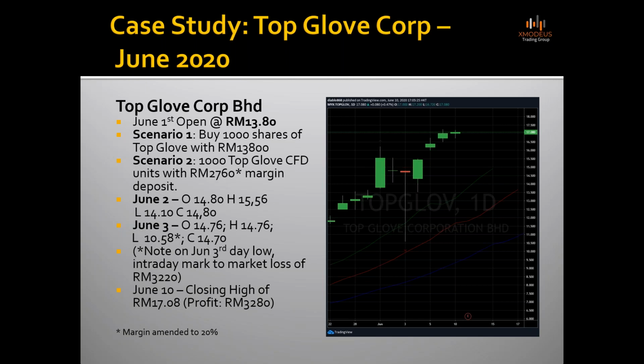But luckily, before your deposit even went through intraday into the bank, Top Glove was very resilient. It closed the day at 1470, so almost unchanged from where it started. And on June 10th, it had a closing high of 1708, so you actually made a profit of 3,200 on June 10th. And if that particular buyer held the 1,000 shares since June the 1st, of course, they've hit the 18 ringgit high a couple of days back.